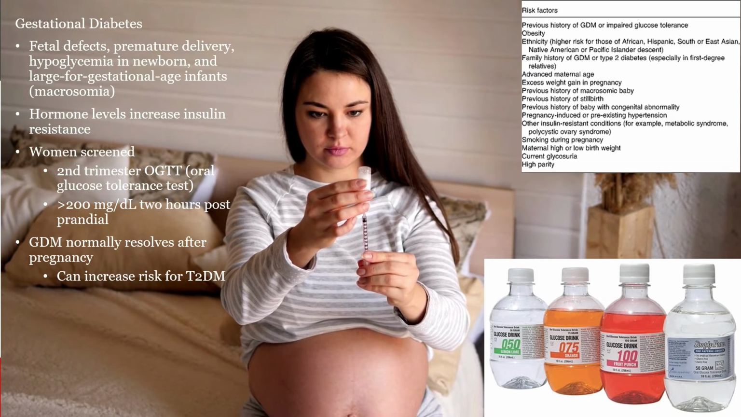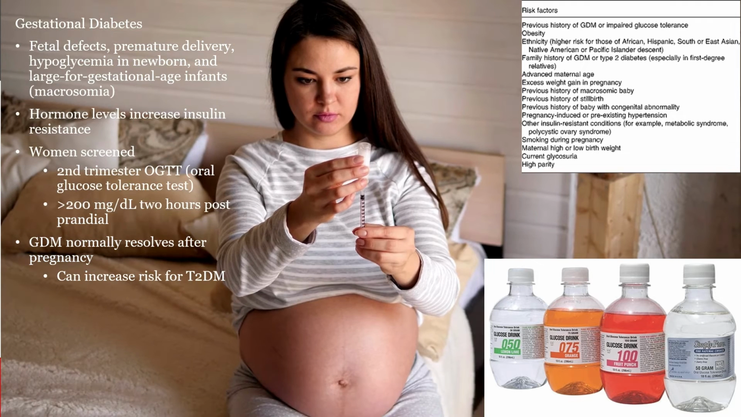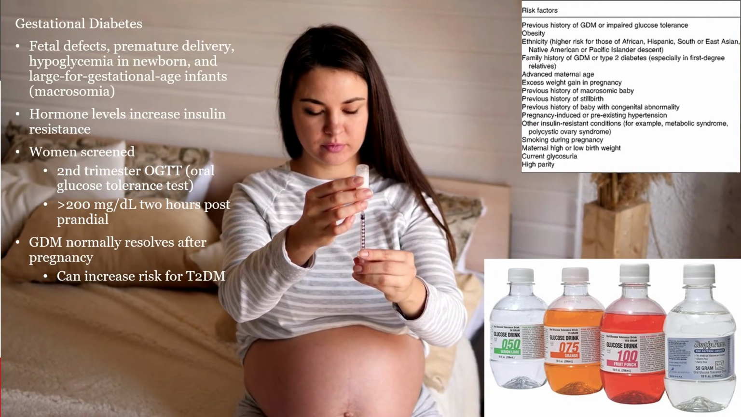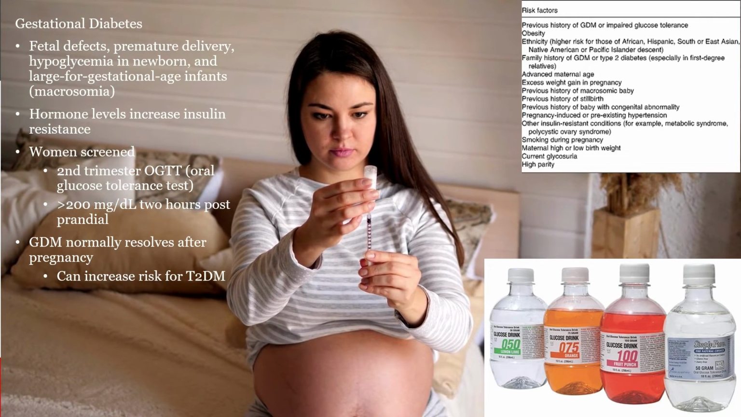Screening is done with the oral glucose tolerance test, drinking a glucose-rich liquid, then doing some subsequent glucose testing to see how the body handles large amounts of glucose. A number above 200 milligrams per deciliter 2 hours postprandial is indicative of gestational diabetes.